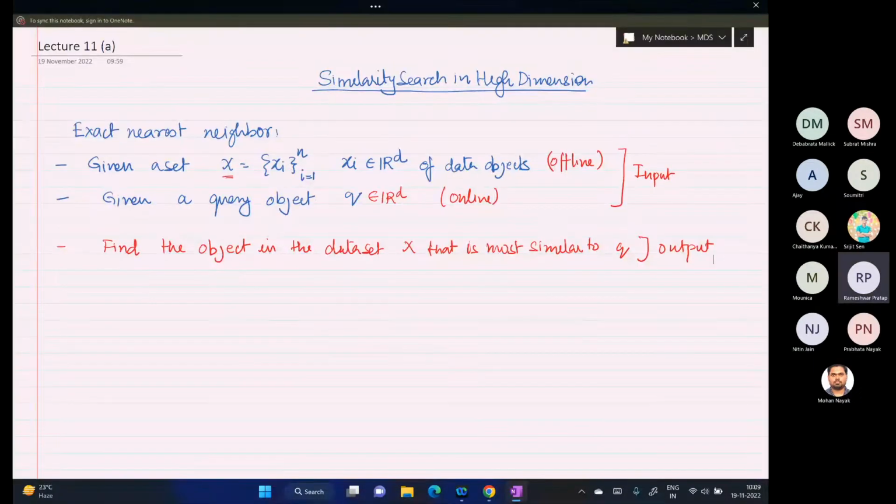Okay, so we focus on the problem of exact nearest neighbor search, where we are given n points in d-dimensional space, and we can store them in some data structure the way we want. And we are given a query object Q, which is again a point in d-dimensional space that may or may not belong to this dataset X. Our aim is to find the object in the dataset that is most similar to Q. So this is the problem of exact nearest neighbor search.